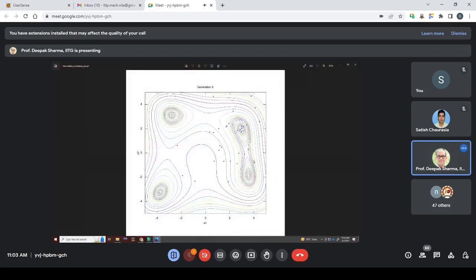Now you can see these are the current positions, which keep on updating generation by generation. So x1, x2, and on the top, generations are shown. Now you can see that these particles have found at least one minima of this particular problem, because the red dot is not visible. So these blue dots have already converged. Here you can see all the blue dots have found at least one minima for the given problem.